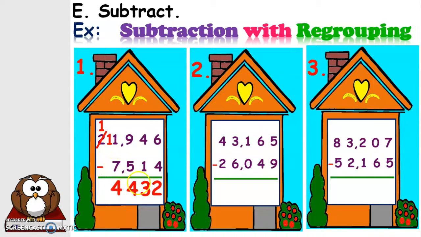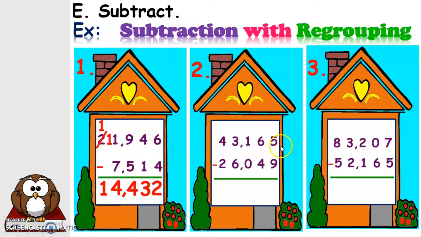Also, after 3 digits, the digits for ones, tens, hundreds, we have to write our comma. Oh, before that, we have to bring down number 1 from 10,000s place. Now, our comma. The final answer is now 14,432. Now, let's see the correct answer for number 2.